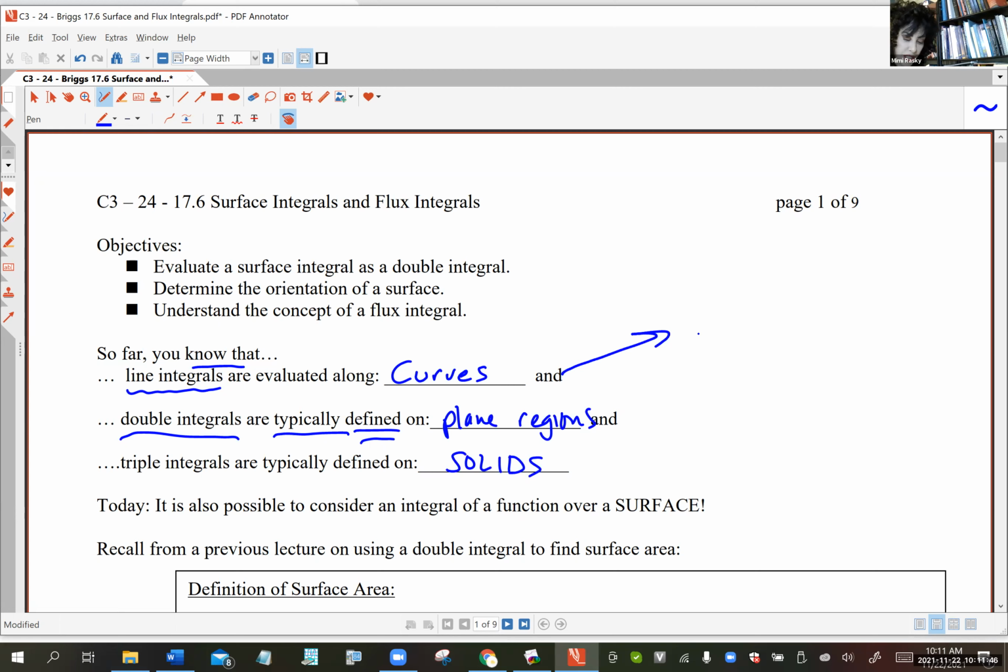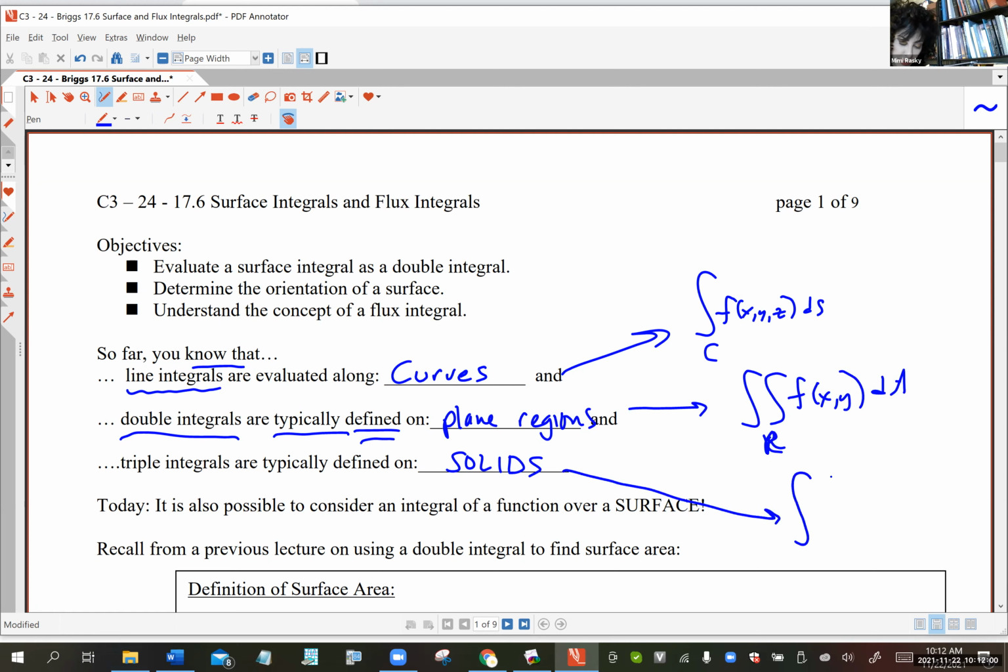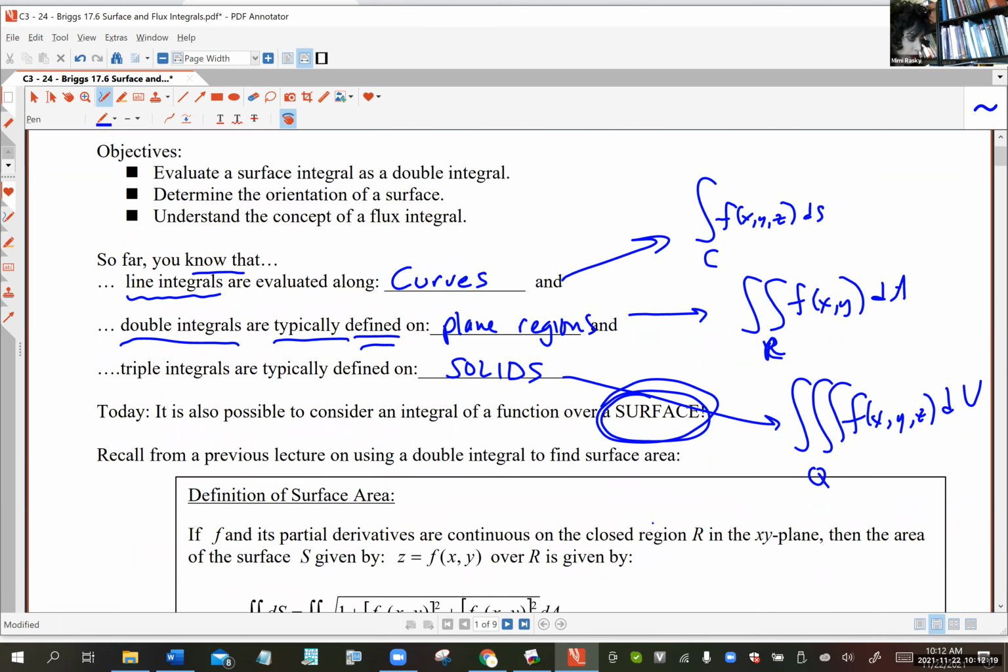So the notation, here's a line integral right here. I'll just put a scalar one here that looks like that. A double integral might look something like this. So you've got that region here. And then triple integrals look like this. And you've got the volume element there. Okay. So what we're going to look at is integrals over a surface, which is different than any of these three here. Integrals over a surface, it's different. So let's do the review right now.